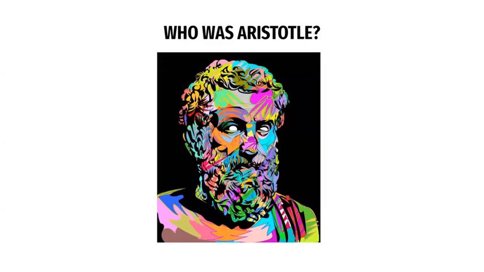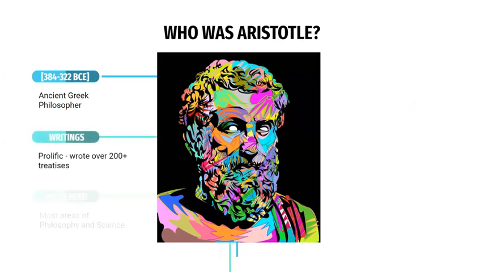Okay, so Aristotle is obviously a very well-known and famous figure from the history of philosophy. We've talked about some of his details before, but just as a reminder, 384 to 322 BCE, ancient Greek philosopher, very prolific writer, who influenced most areas of philosophy and science, and really gave us a lot of views that we still have today to some degree, or at least influenced our thinking in numerous ways.